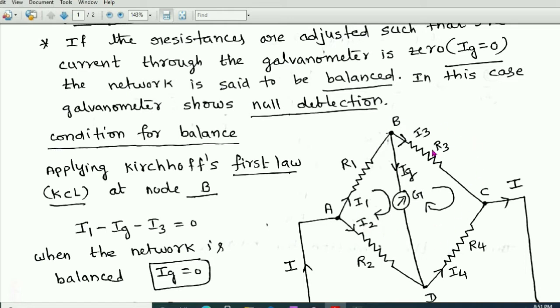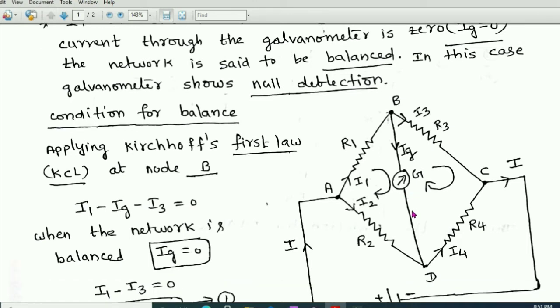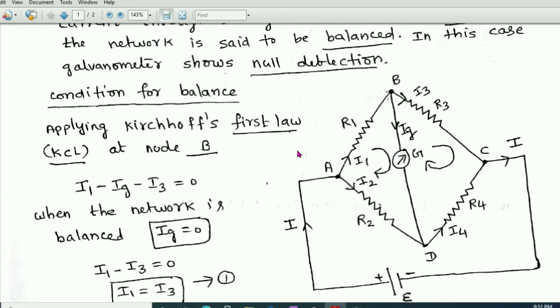By adjusting the resistance values, we can make the bridge balance, and when the bridge is balanced, the current through the galvanometer is 0 and the galvanometer shows null deflection. That is the balancing condition of Wheatstone's bridge: the current through the galvanometer should be 0. Now let us obtain the condition for balance in terms of resistances, because we have to adjust the resistance values.